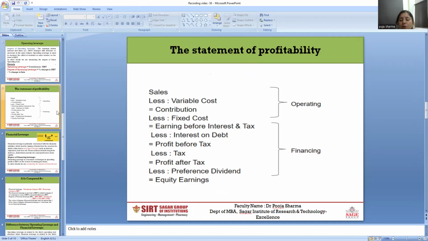So in the first portion, till the fixed cost, you can see operating leverage is the first part, that is EBIT. And financial leverage helps in indicating the effect of the interest cost. Now operating leverage helps in evaluating the fixed operating cost value.